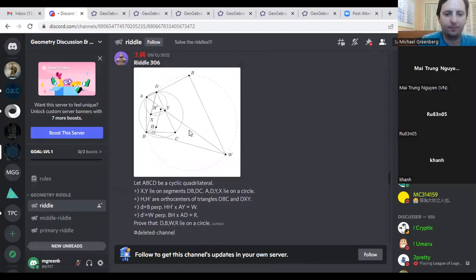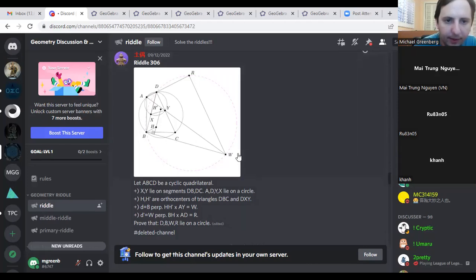Maybe this one's interesting. So X and Y are on DB and DC, so that ADXY is cyclic. And then we draw the orthocenters of DBC and DXY. Okay. And then we draw the perpendicular from B to H prime H, which intersects AY.